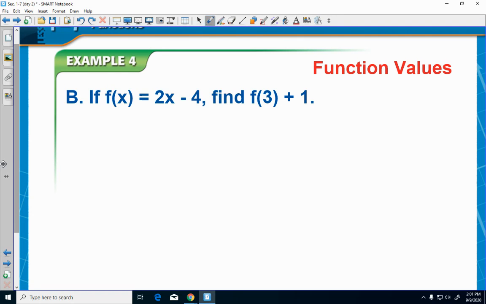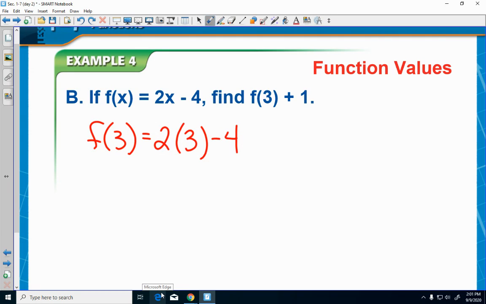Now this is a new function, right? This is not the same function that was there before. So we're going to go 2 times 3 minus 4, because that's what the new function says.